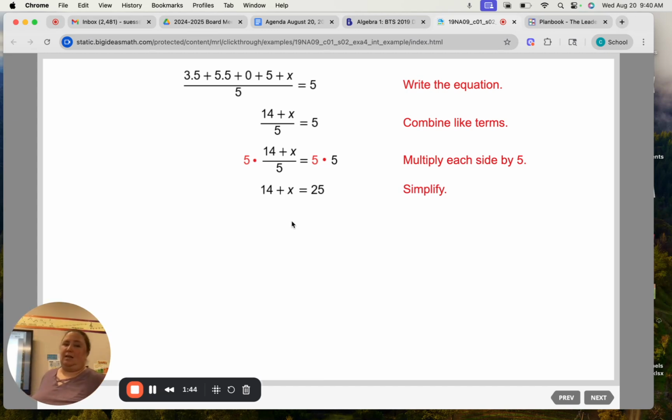Well, and then what's our next step? To cancel out 14 by doing what? By doing reverse operation, inverse operation, which is what? Which is minus 14. Subtraction. So then 25 minus 14 is 11.